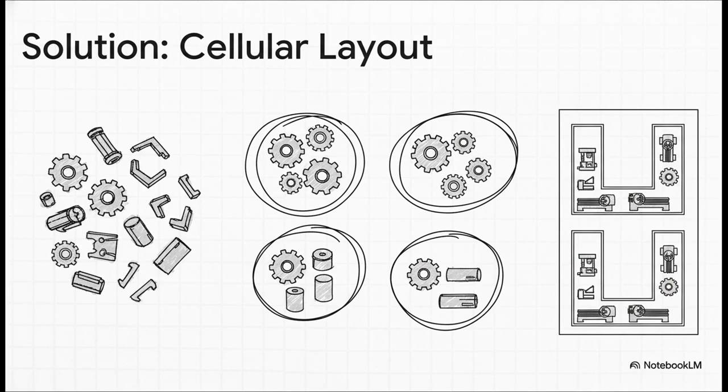It's a brilliant hybrid. The secret sauce here is something called group technology. You basically analyze all the different parts you make and group them into families that need similar manufacturing steps. Then, you create a dedicated little mini factory, a cell, for each family. It's like having a bunch of small, focused assembly lines inside a bigger, more flexible factory.